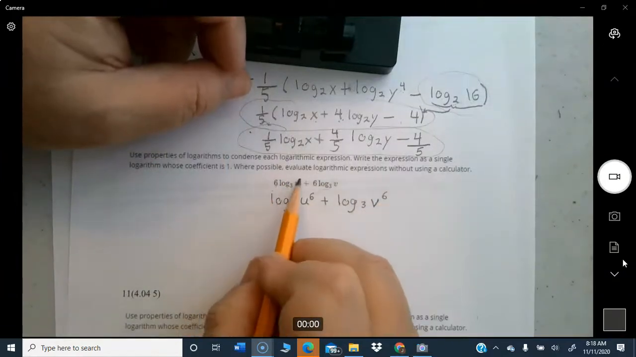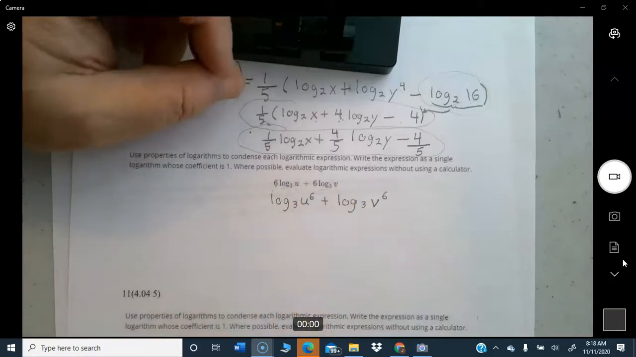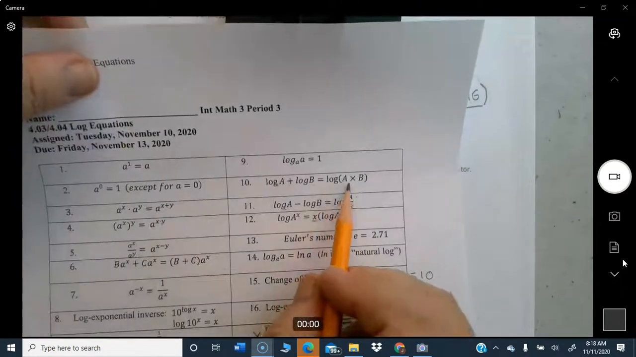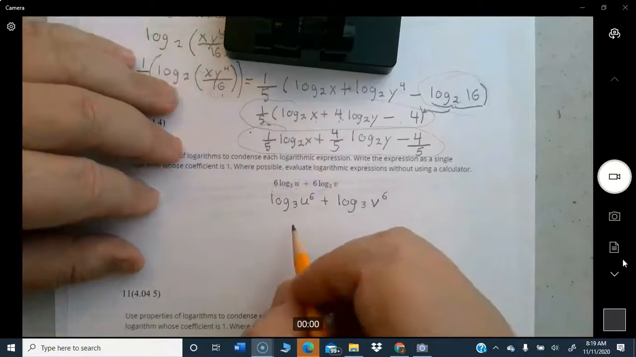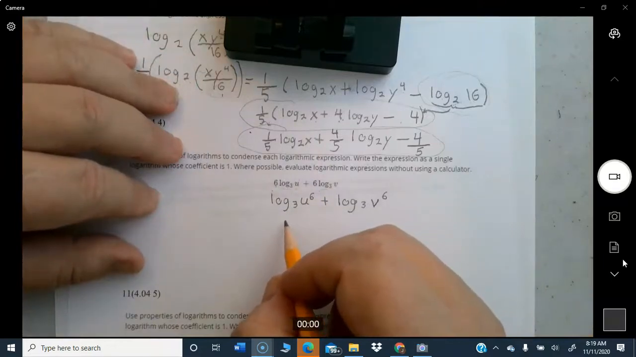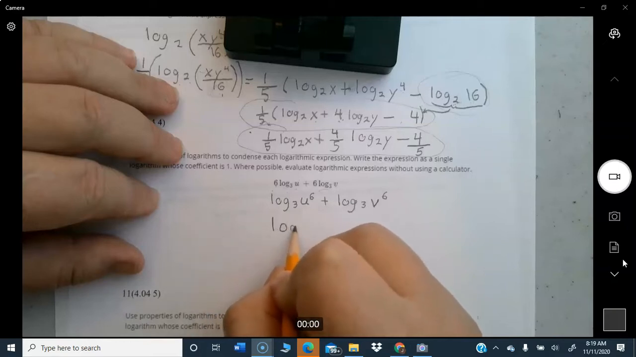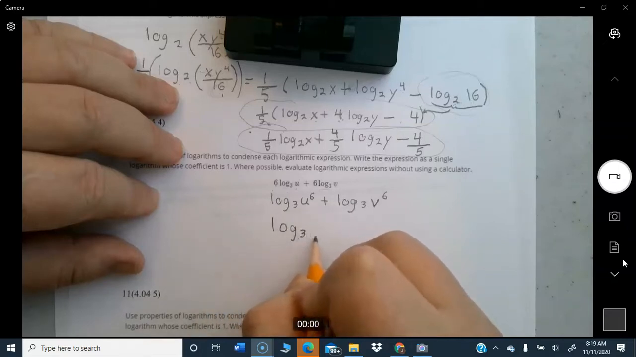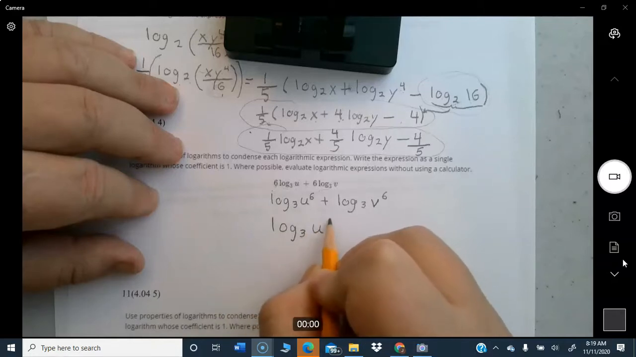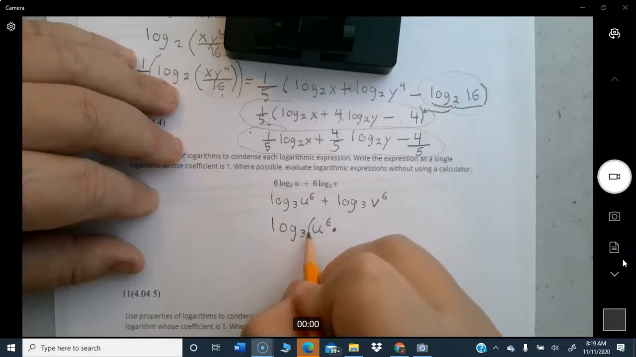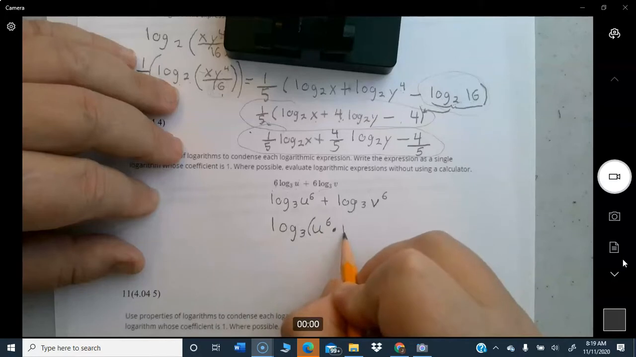Okay, so we just took the 6 and put it up there, took this 6 and put it up there. Okay, now we can go ahead and use the principle 10 that we were just mentioning too. Log of a times b is log of a plus log of b. All right, so what does that give us? It gives us log base 3 of u to the 6th times, I'm going to use a dot for times here, put in parentheses, v to the 6th.